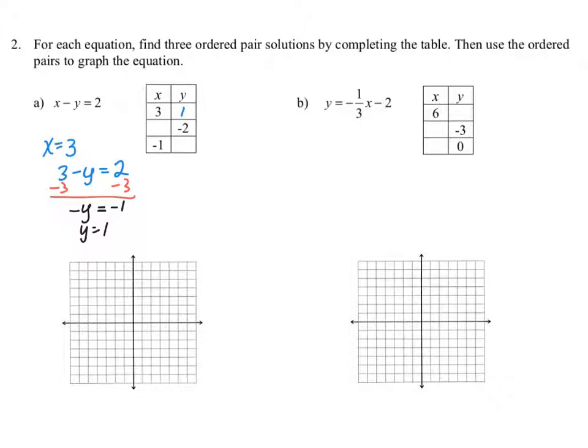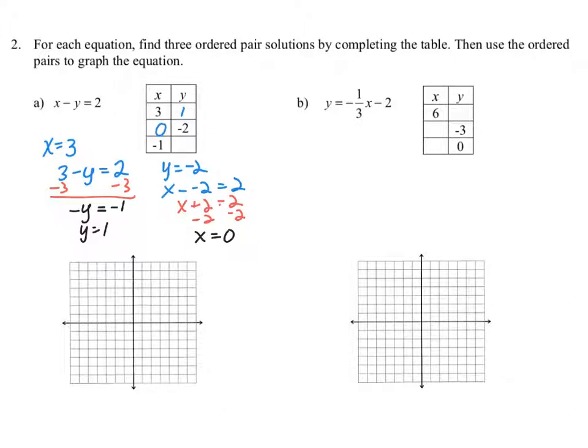Now let's look at the second row of the table. We see y is equal to negative 2. So if we let y equal negative 2 and plug that into the original equation, we have x minus a negative 2 is equal to 2. X minus a negative 2 is the same thing as x plus 2 is equal to 2. And by subtracting 2 from both sides of this equation, we get x is equal to 0. So we can plug that into our table.